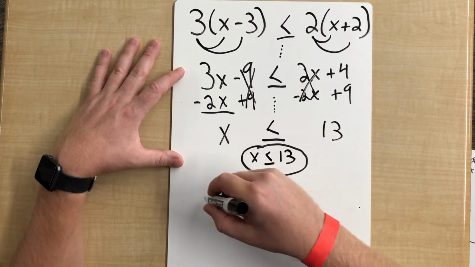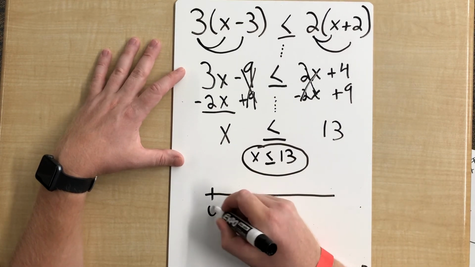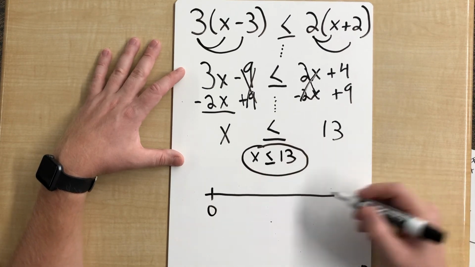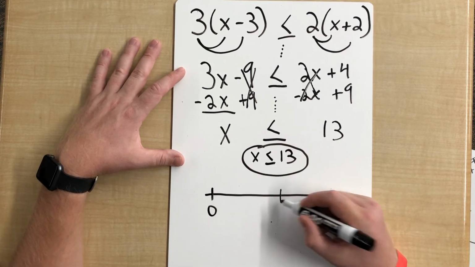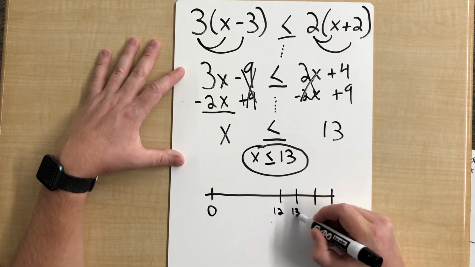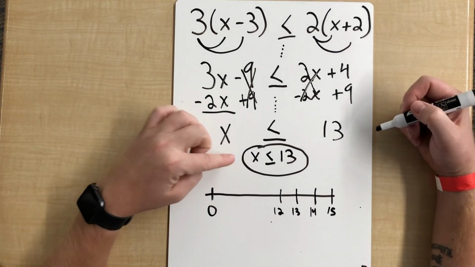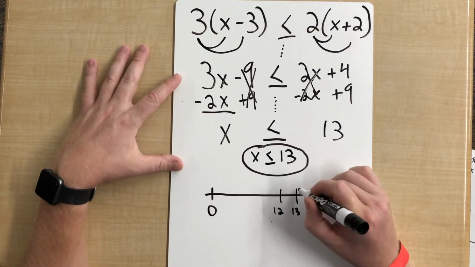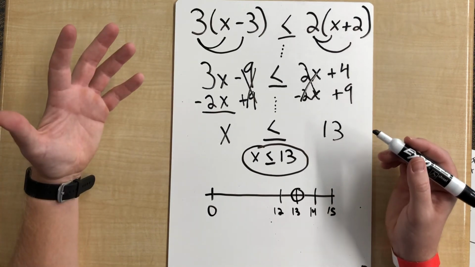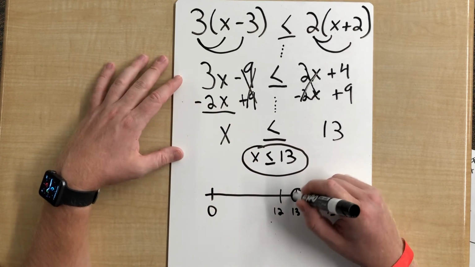Now let's graph it. I'm going to put a marker of 0 over here so I know where it is on my number line. It doesn't really matter the spacing right there. 12, 13, 14, 15. I'm just creating my own number line. X is less than or equal to 13. Step 1, circle our marker. That's that number right there. Step 2, is it open or closed? There's a less than or equal to sign, so it is closed.